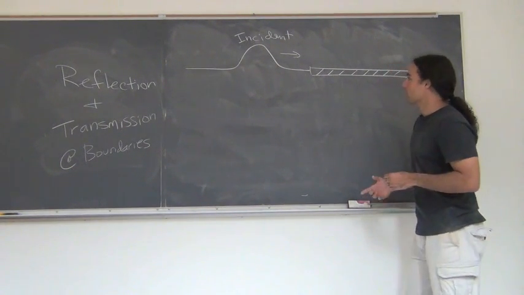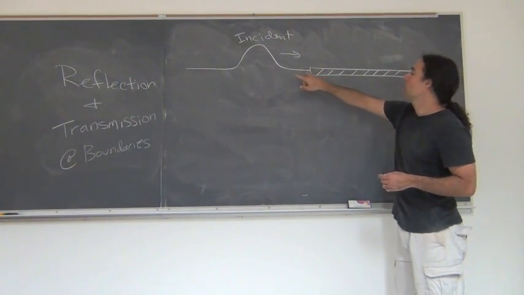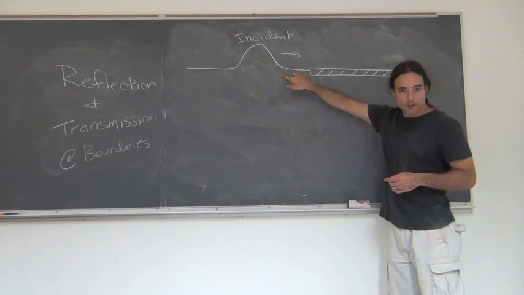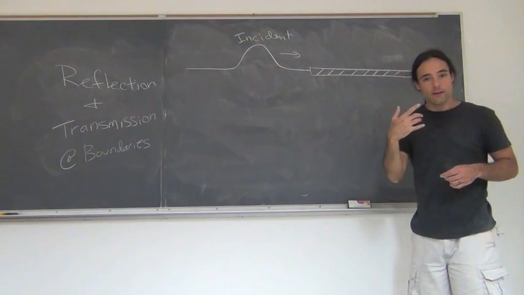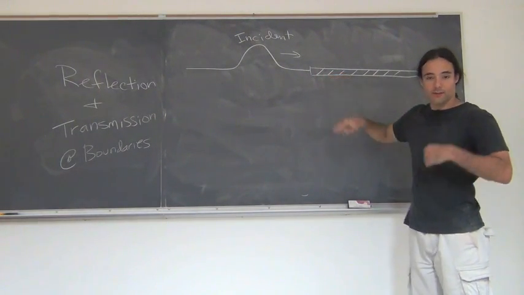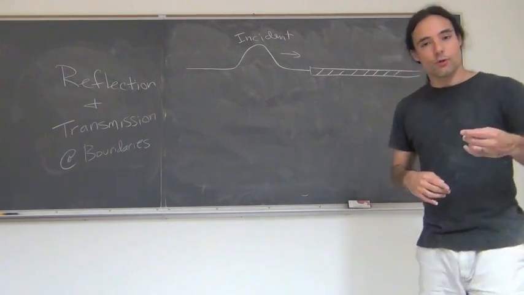So here's what we're going to do. We know the smaller mass per unit length is going to have a wave that's moving faster than the larger mass per unit length, the larger rope, just because the larger rope is harder to move.